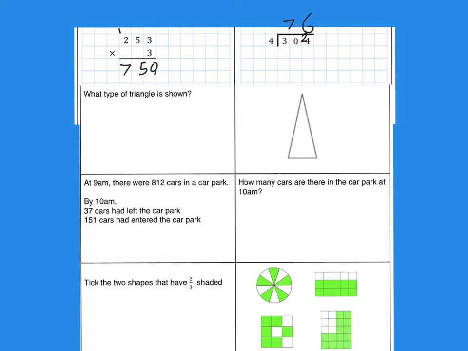Okay, so type of triangle. You can see that this side and this side are the same length, so it's two sides the same length. It's not a right angle triangle, it's not an equilateral triangle because only two sides are the same length. It's not a scalene because it has two sides the same length, so it is an isosceles triangle.